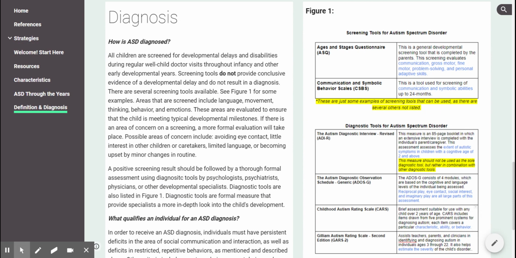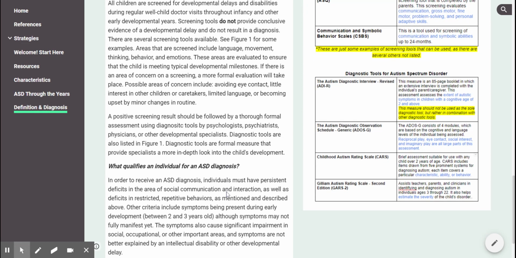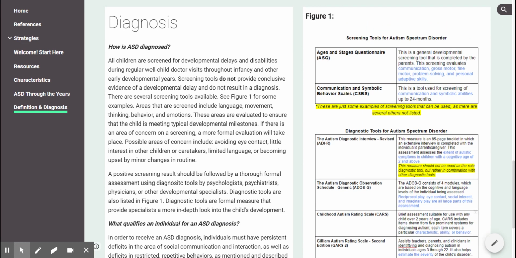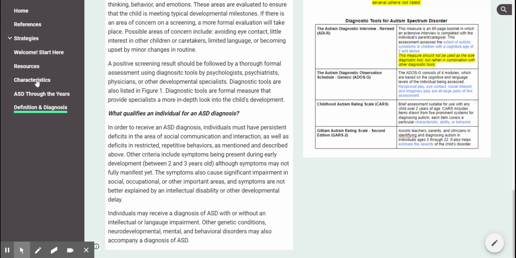Down here are the steps for what is needed in order to get an autism diagnosis, as well as the screening tools or diagnostic tools that might be used in receiving that autism diagnosis.